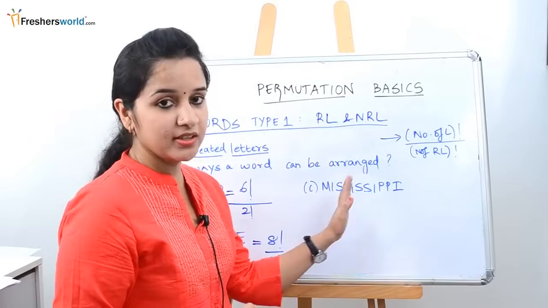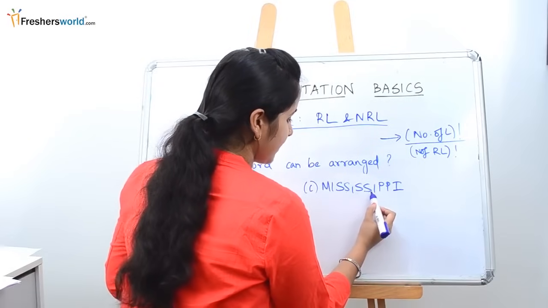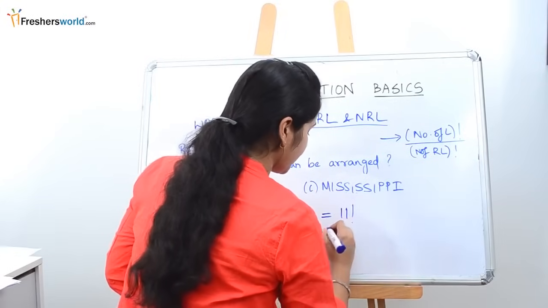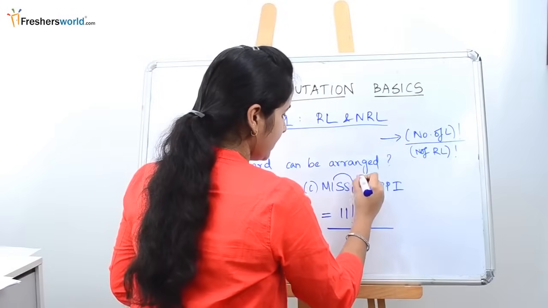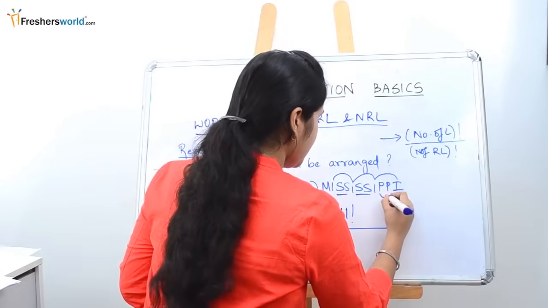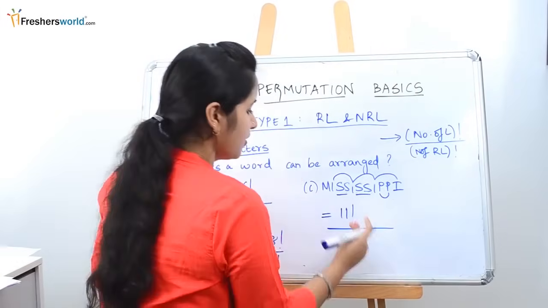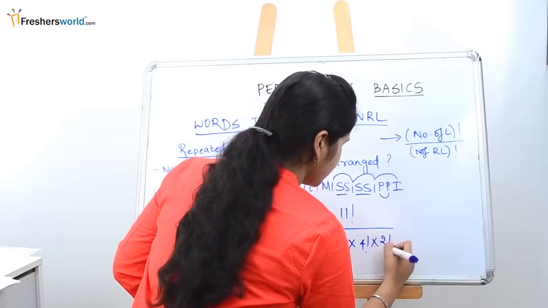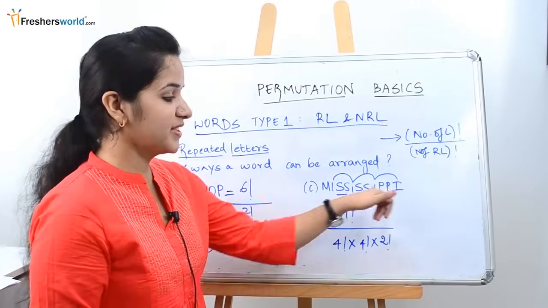Let's take a tougher example to understand the concept better. The word given is Mississippi. Let's count the letters: 1, 2, 3, 4, 5, 6, 7, 8, 9, 10, 11. As per the formula, we take 11 factorial divided by the repeated letters. I is repeated 4 times, S is repeated 4 times, and P is repeated twice. So 4 factorial into 4 factorial into 2 factorial. Once you solve this, you will get the number of ways the word Mississippi can be arranged.